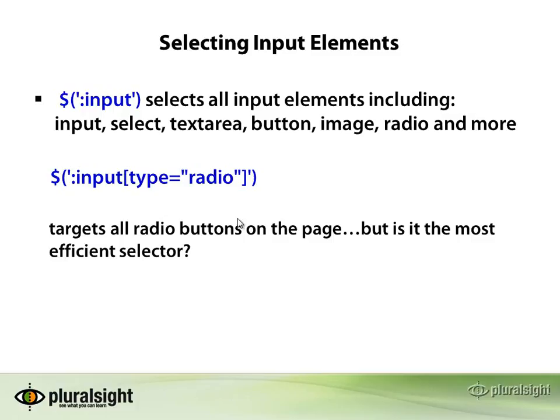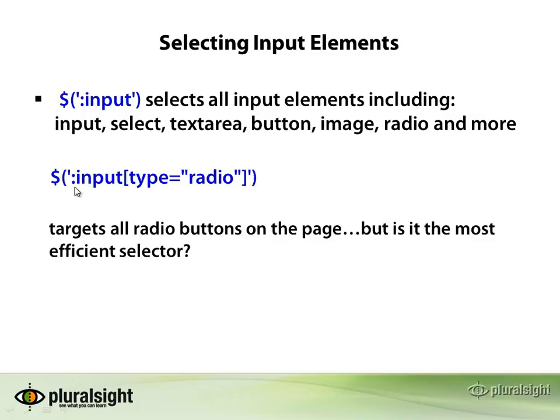So that means if you wanted to get radio buttons, you could just do this, right? You could say colon input, but we want to filter it by the type of input and say the type is radio. Now that is going to target all radio buttons, but is that the most efficient way to do it based on what we've covered up to this point in the module? And the answer is no, it's not, because this is going to select all of the things that qualify as an input. Input, select, text area, button, all those types of things. And as a result, you're going to have to filter through more things to find where the type is radio.